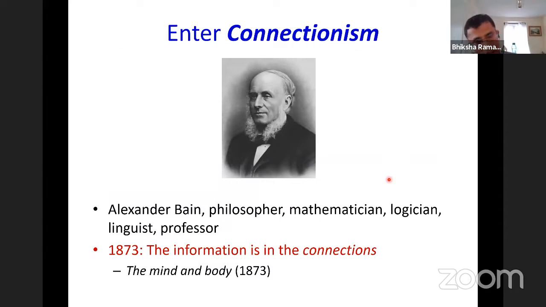So enter Alex Bain in 1873. He came up with the first theory for how the brain stores percepts. Alex Bain was a philosopher. In those days, if you were a scientist, you did everything. You did math, you did physics, you did biology, you did psychology, whatever. And so Alex Bain was one of those classical scientists. He wrote this wonderful book called Mind and Body in 1873. And believe it or not, the first artificial neural network model dates back to 1873. The model is 150 years old.